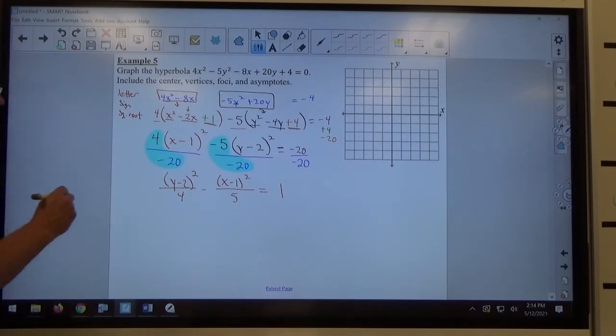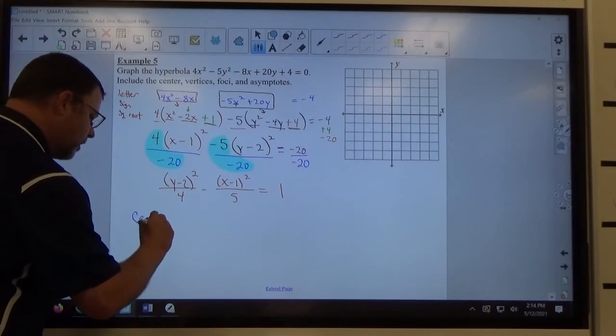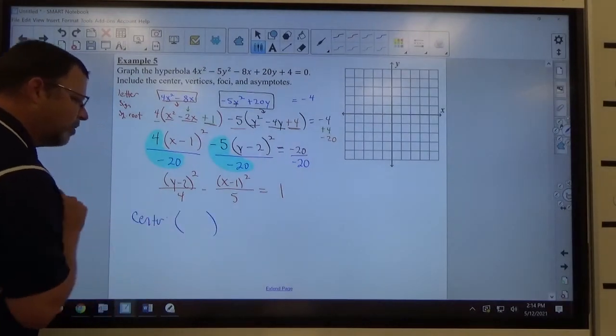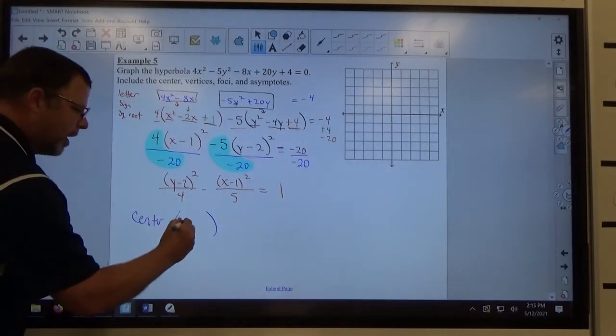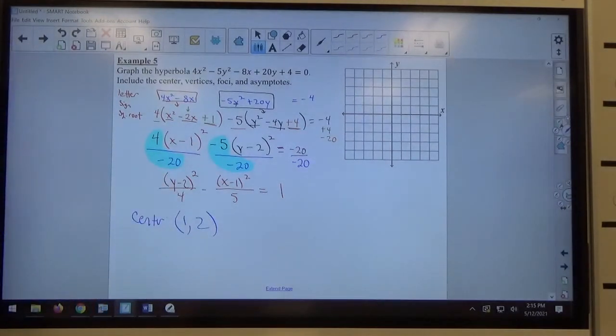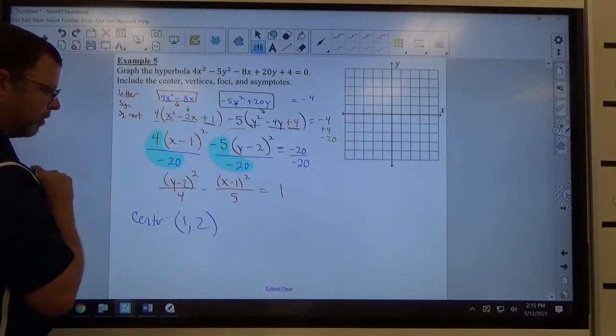All right, so the center is H comma K. What is H in this problem? 4. And what is K? 2. Right. H is always with X, sign is wrong. K is always with Y, sign is wrong. So put HK order, make sure the signs are modified. This becomes positive, that becomes positive.